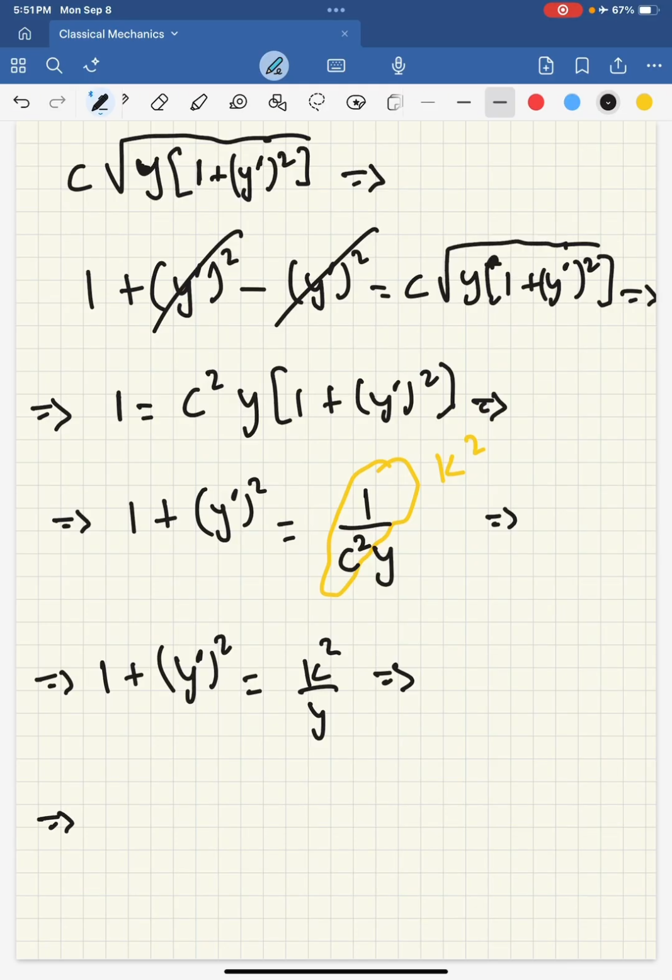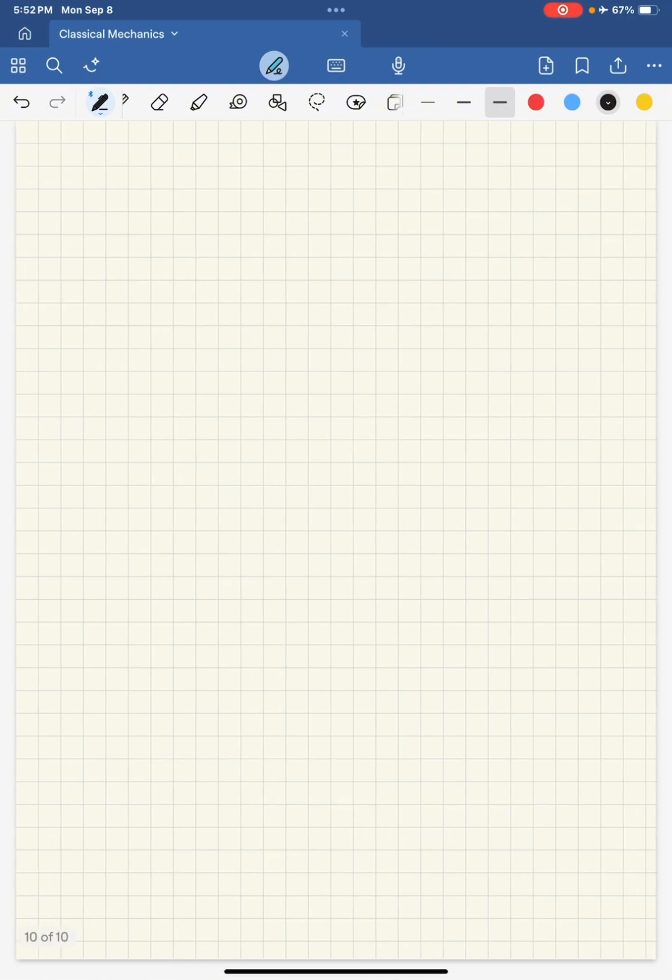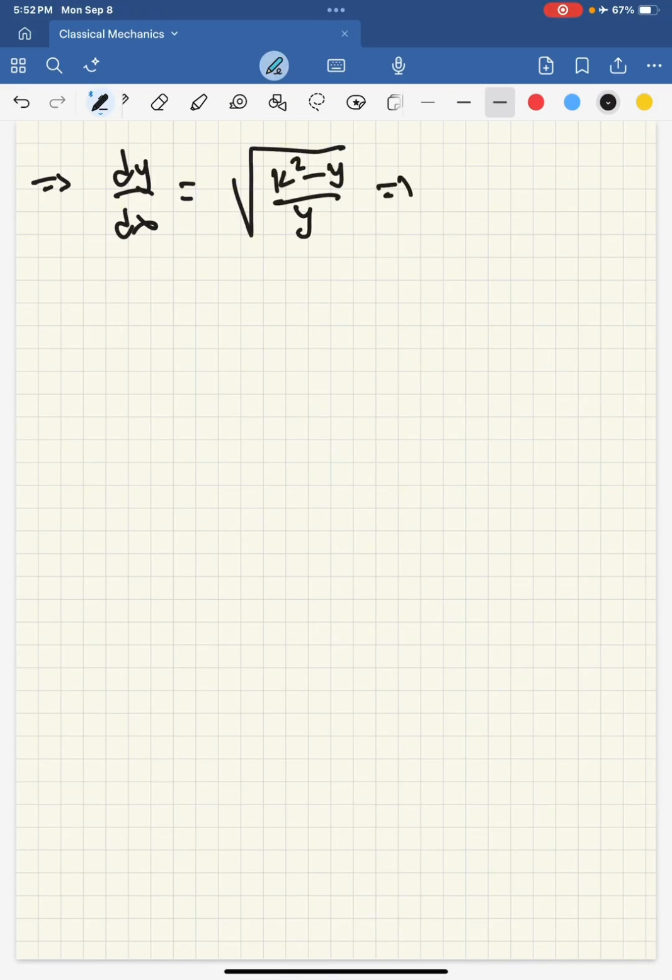So y prime is the square root of k squared minus y, over y. And then we can write this as dy over dx is equal to the square root of k squared minus y over y. Therefore, dx, and you will see why I did that. It's a little bit like cheating because I know what we're trying to find, which is the trajectory pretty much, the equation of y, the equation of the path.